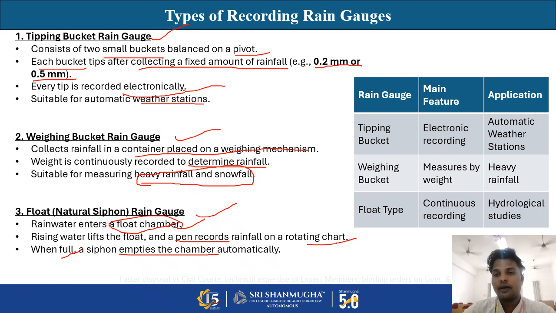Then here is the comparison between the three rain gauges. The main feature is electronic recording in the tipping bucket, measurement by weight in the weighing bucket, and continuous recording in the float chamber. So it is applied in automatic weather stations for tipping bucket, heavy rainfall for weighing bucket, and hydrological studies for float type. So this is very important. We can note down: tipping bucket for weather stations because of its electronic recording, weighing bucket for heavy rainfall because it measures by weight, and float type for hydrological use because of its continuous recording.